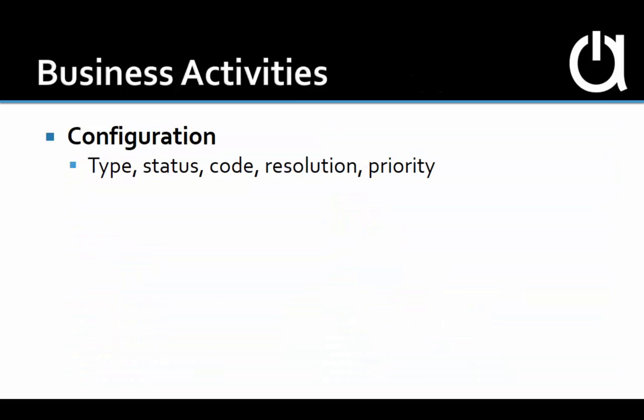To dig a little deeper into business activities, you have the ability to set up specific configuration. This includes type, status, code, resolution, and priority. The priority is what helps you set the default due date for a business activity. So if it's something that has a higher priority, you can set the due date to be maybe 2 hours. Or if the project may take multiple days, the priority is in hours, so you would calculate the number of hours it takes to get to those number of days, and that will set the due date on the business activity.